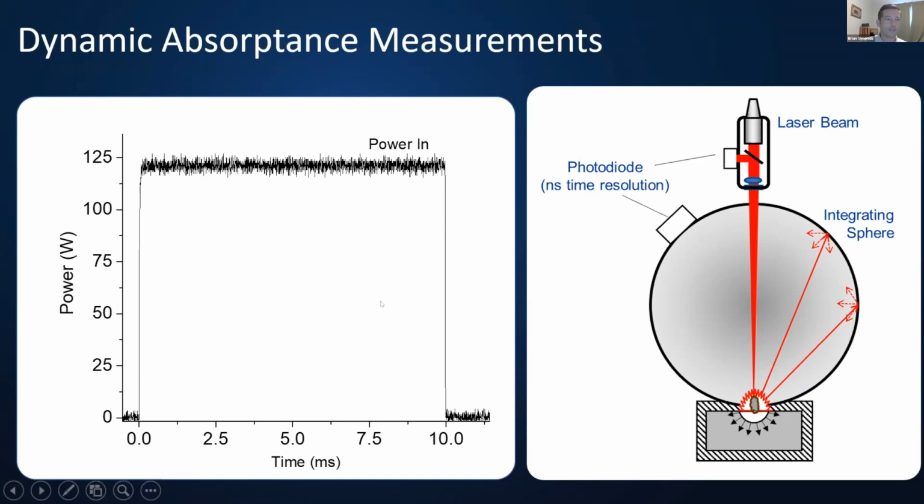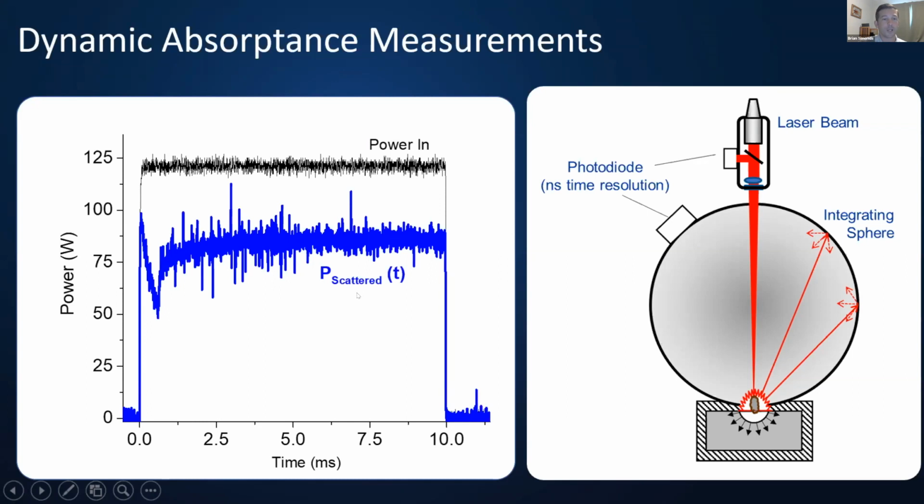I'll walk through how this works in practice on the left here. Here's power as a function of time. We measure the absolute power that comes out of the laser as a function of time. In this case, it's about 120 watts for 10 milliseconds. And then we measure the scattered light. This is a combination of the calibrated photodiode signals from both of these two photodiodes. Put those together and we get this blue curve here.